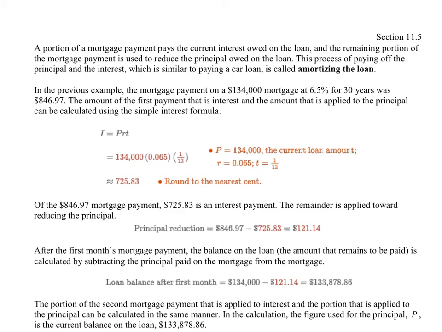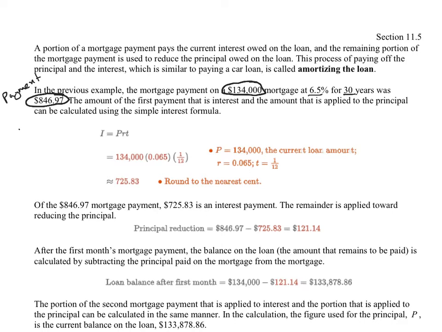On one of the previous examples we looked at, the mortgage amount, this is not the price of the home, this is just the mortgage amount, was $134,000. You had a 6.5% interest rate for 30 years, and we found out that the total payment was $846.97. This is the answer to the problem that we got on a previous page.